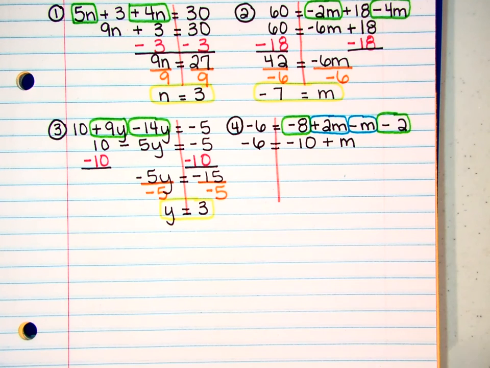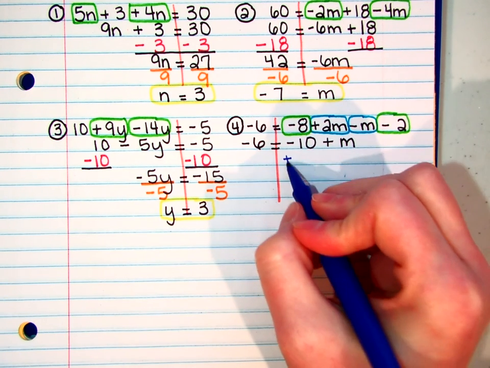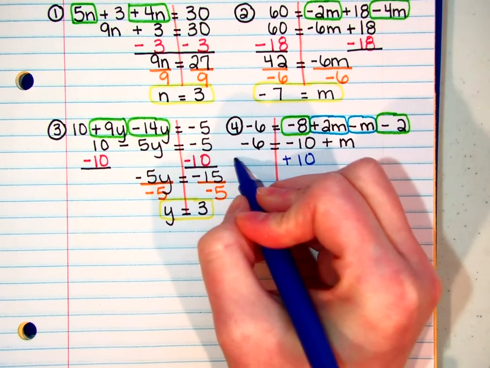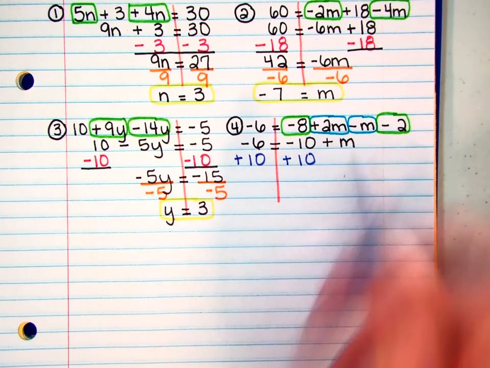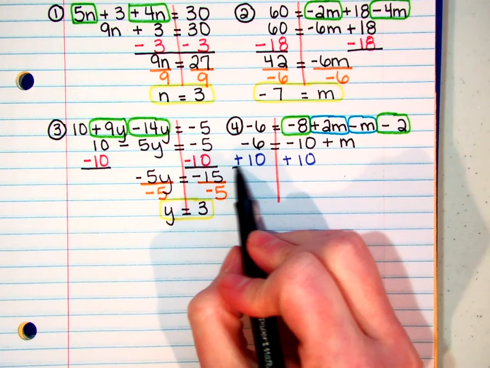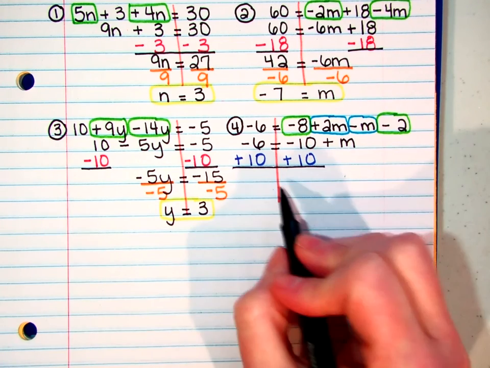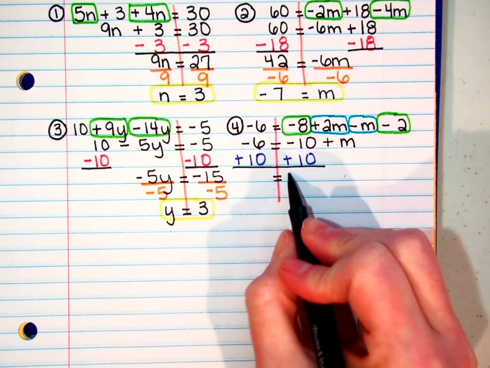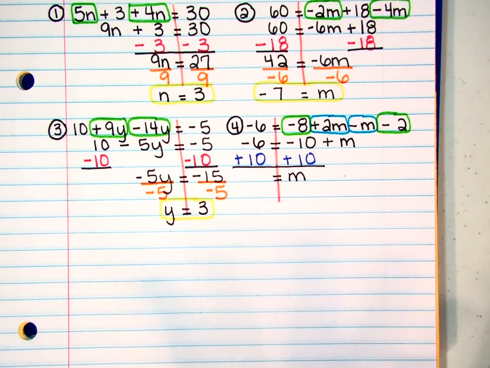Alright, so I've got an m on the right hand side. Let's get rid of the negative 10. So in order to get rid of him, I must add him to both sides, because that is his opposite. Remember, only opposites cancel each other. So when I add him to both sides, he cancels on the right hand side. I'm left with m. I don't even need to divide or multiply now. Things are looking good. I'm happy.